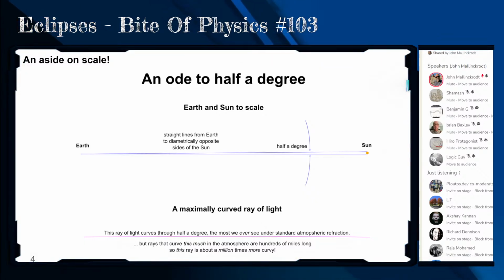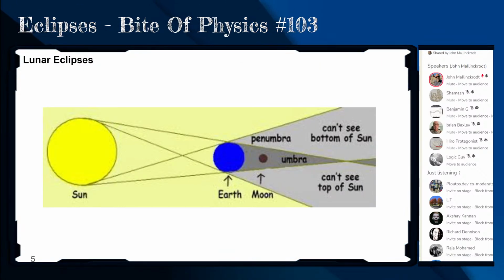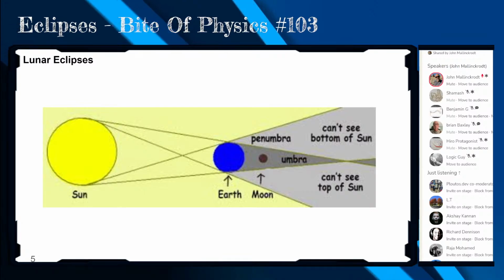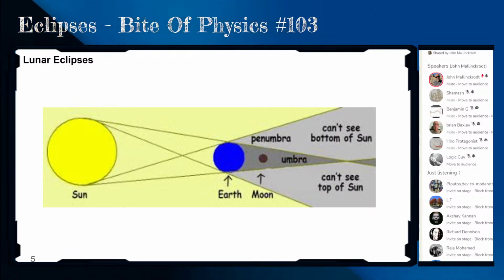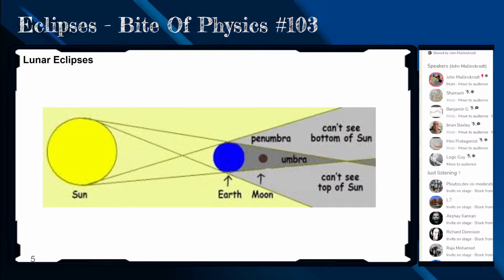Okay, let's move on to 5. 5 is a simple cartoon, but it's a nice thing to illustrate a few concepts. It's not to scale, obviously, but it does a nice job of illustrating the concept of umbra and penumbra, the shadows of either the Earth or the Moon. In this case, we're talking about a lunar eclipse. And this is a nice diagram showing these concepts.